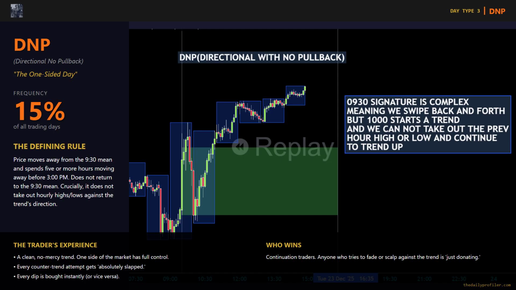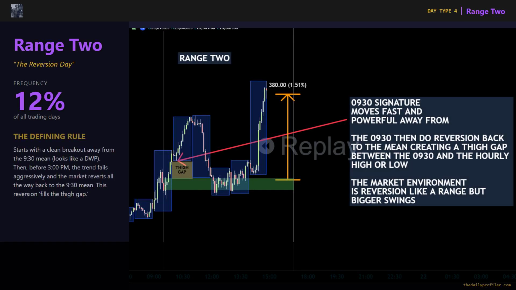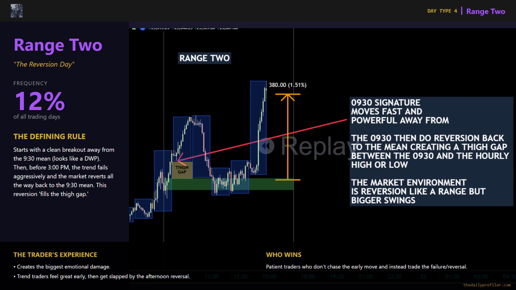So who wins on DMP days? Day type 4. Range 2. The reversion day. This is the least common. Only 12% of days. But it creates the biggest emotional damage of all 4 types. Here's the defining rule. It starts with a clean breakout away from the 930 mean. Looks exactly like a DWP. Strong directional move early. Everything points to trend continuation. Then, before 3 p.m., the trend fails aggressively. The market reverses and reverts all the way back to the 930 mean.